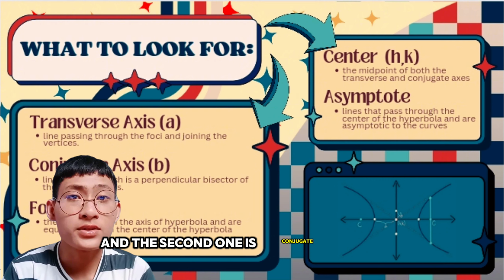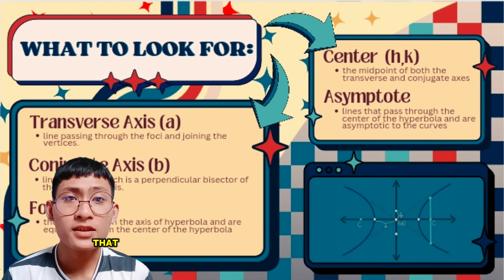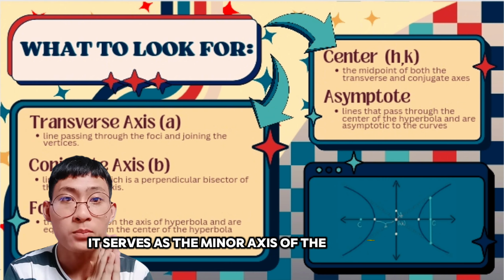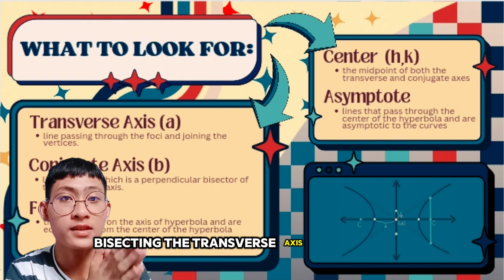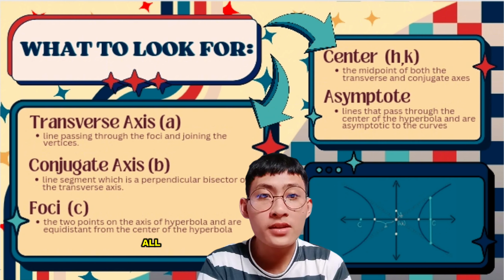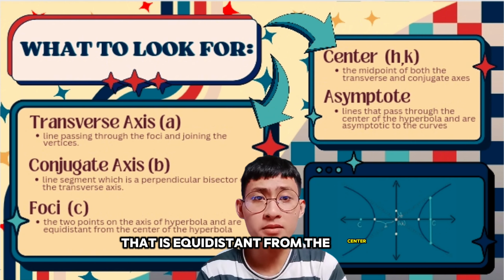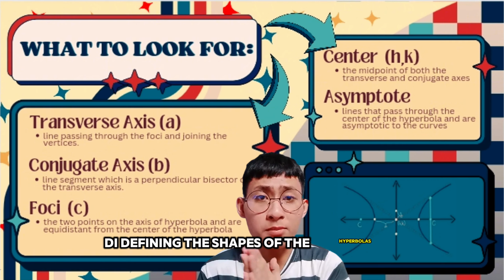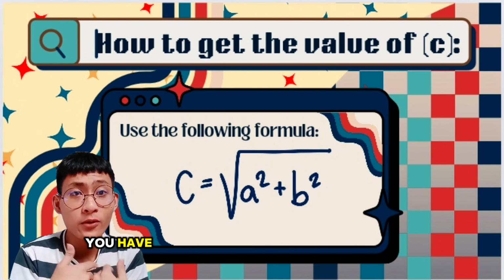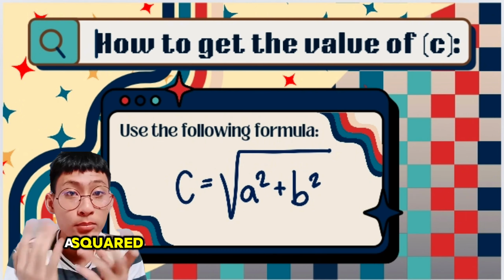The second one is the conjugate axis, or B. This is the line segment that is perpendicular to the transverse axis. It serves as the minor axis of the hyperbola, bisecting the transverse axis at the center. The third one is the foci. Foci are the 2 points on the axis of the hyperbola that are equidistant from the center. They are critical in defining the shape of the hyperbola and are used in the standard equation. So how to get the value of c? We have the formula c equals the square root of a squared plus b squared.